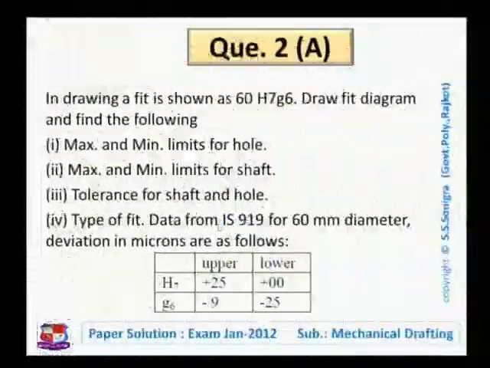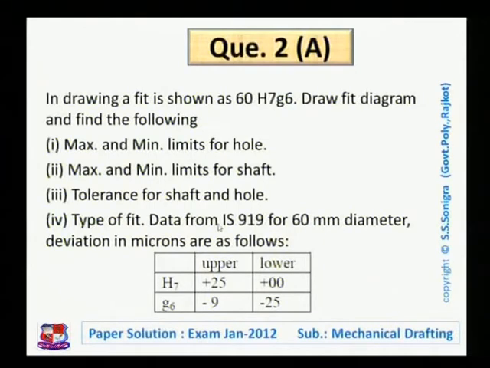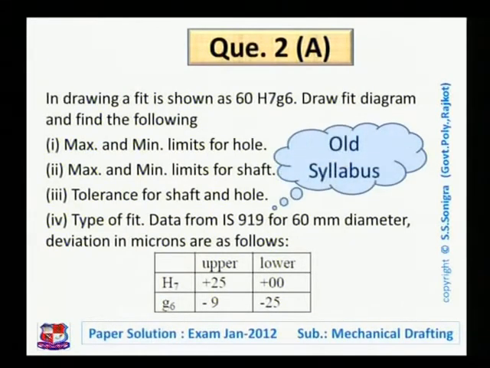Then next is question number 2a. A drawing fit is asked, 60H7G6. Tolerances are given to us, and this question belongs to old syllabus. So in new question papers of mechanical drafting, such kind of questions will not be asked.